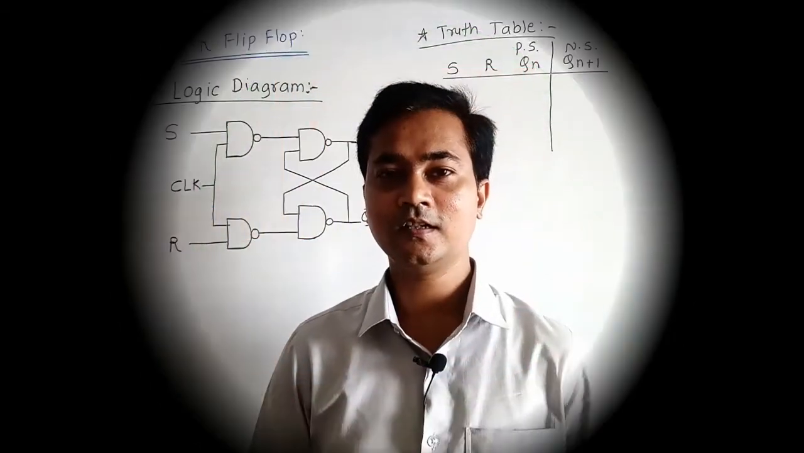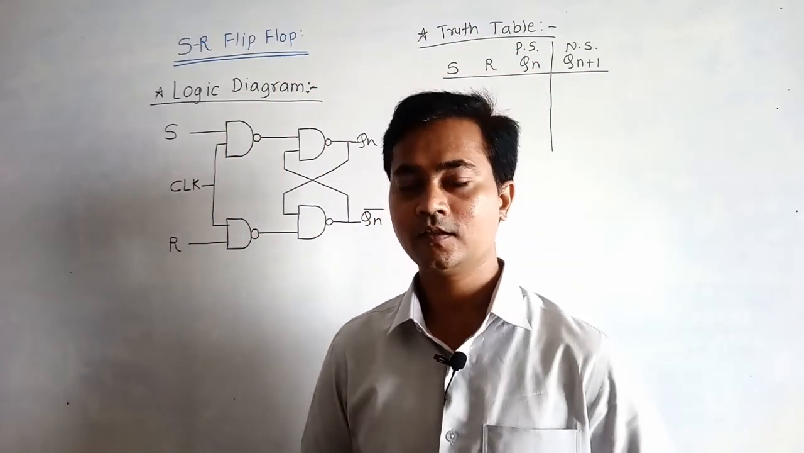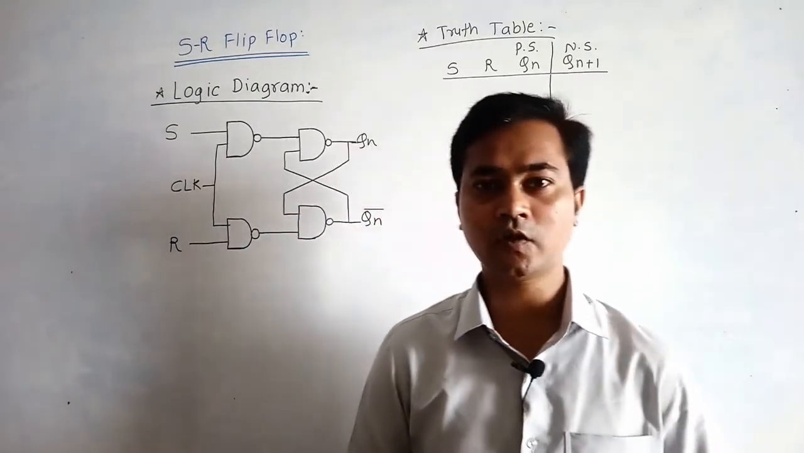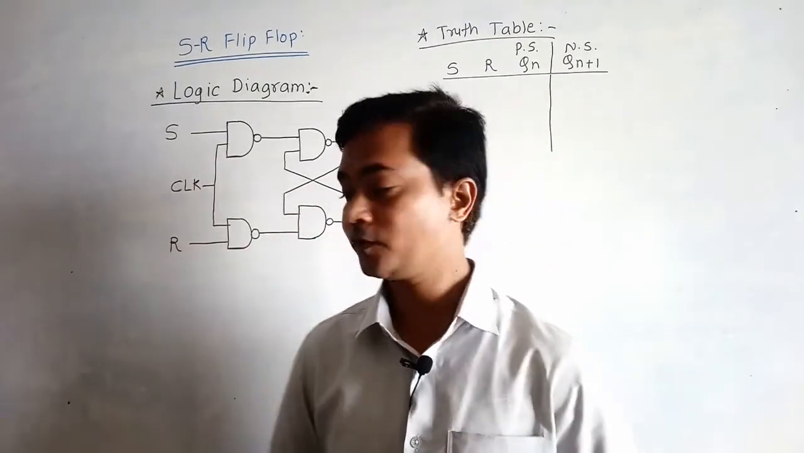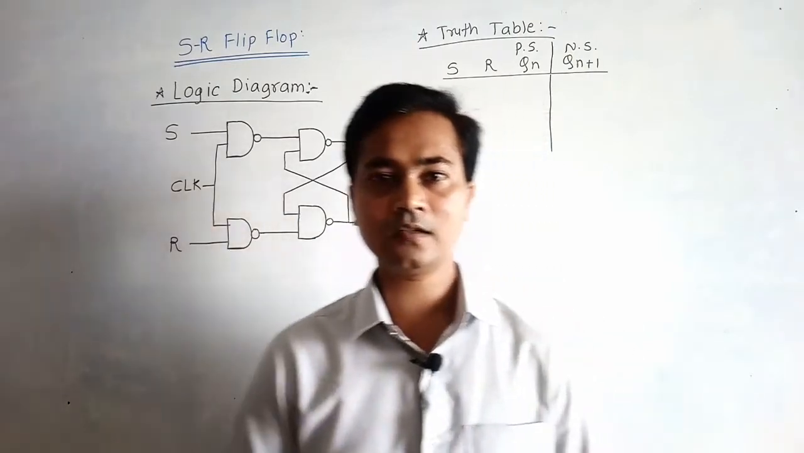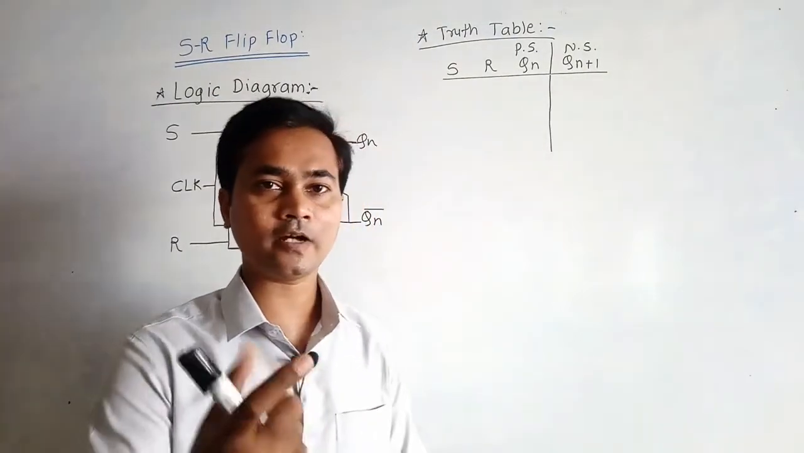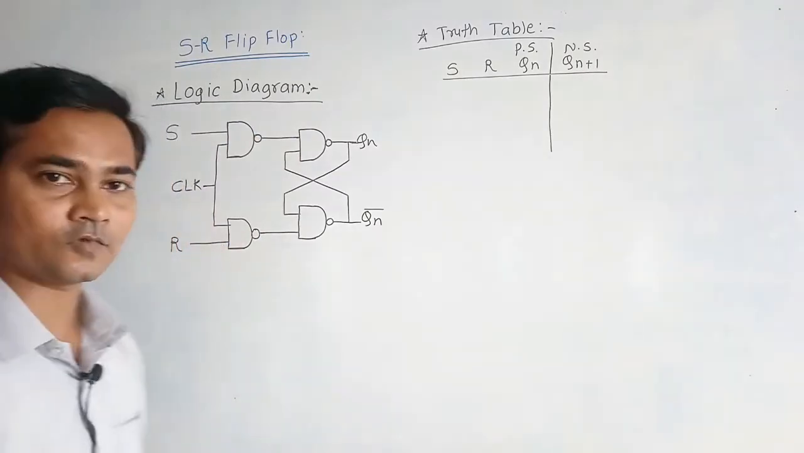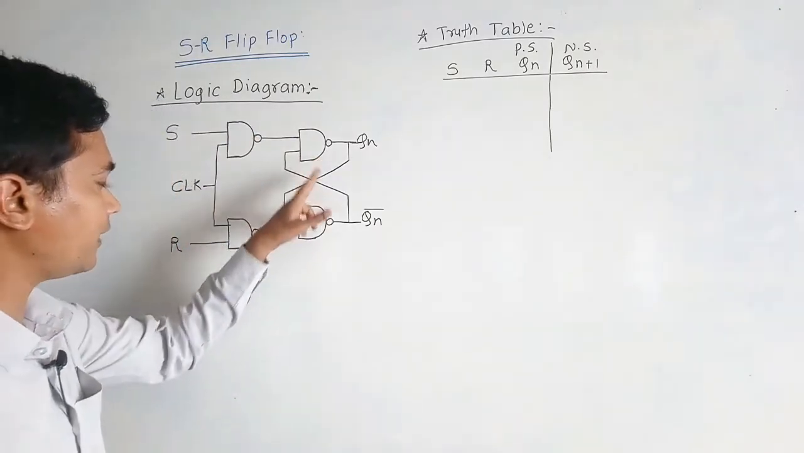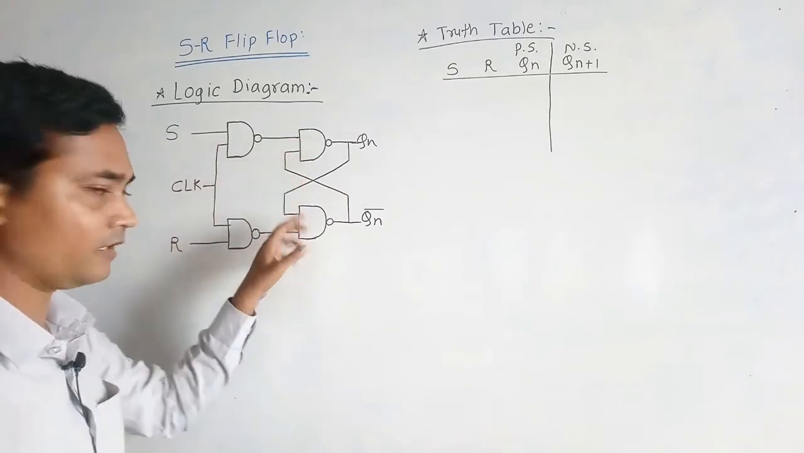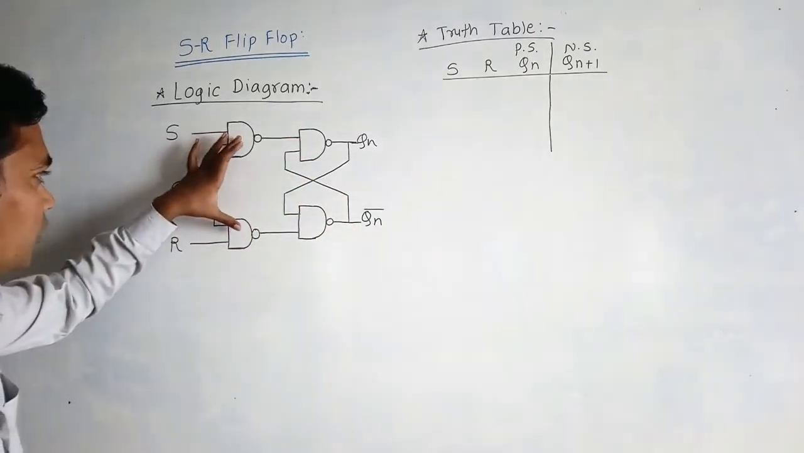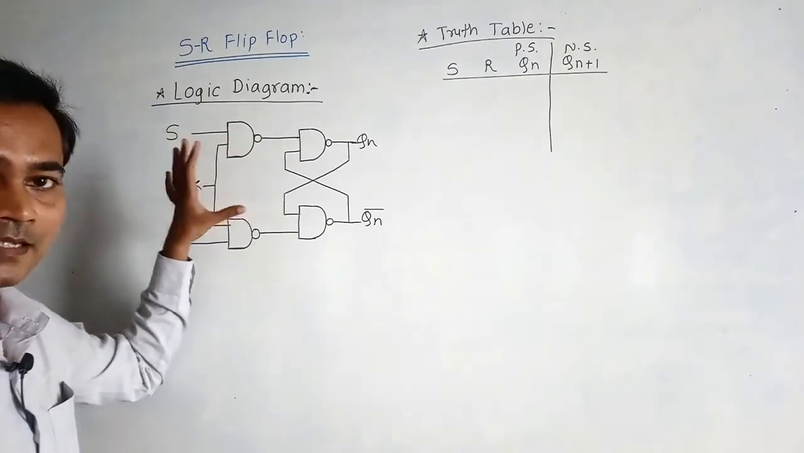Hello everyone, in this video we are going to see the SR flip-flop. Last time we saw the SR latch using NOR gate and NAND gate. In the SR flip-flop, this circuit has only a little change, and that change is a clock signal. These two NAND gates already form the SR latch, but by using two more NAND gates we form the SR flip-flop.